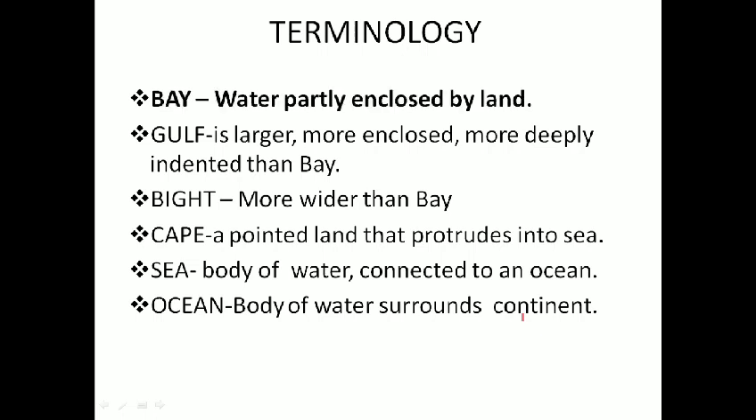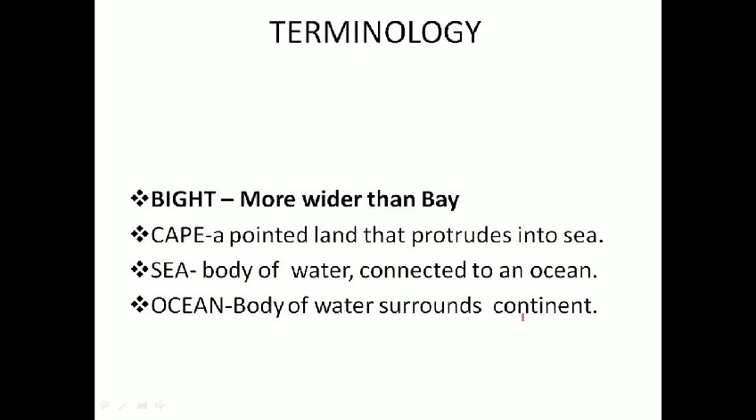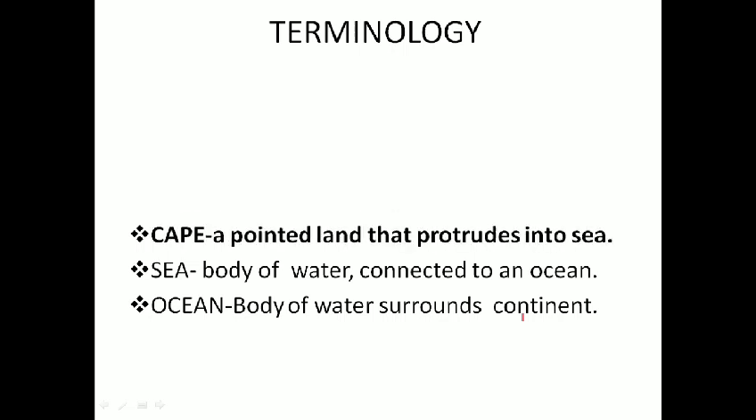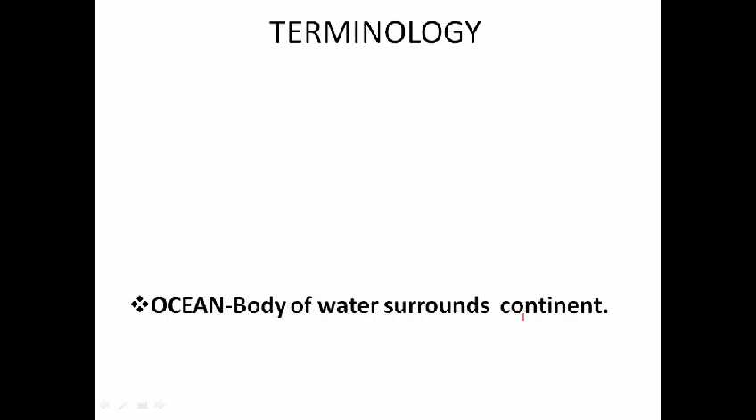Okay, so bay: water partly enclosed by land. Gulf: larger, more enclosed, more deeply indented than a bay. Bight: wider than a bay. Cape: a pointed land that protrudes into the sea. Sea: a body of salt water connected to an ocean. Ocean: body of water that surrounds a continent.